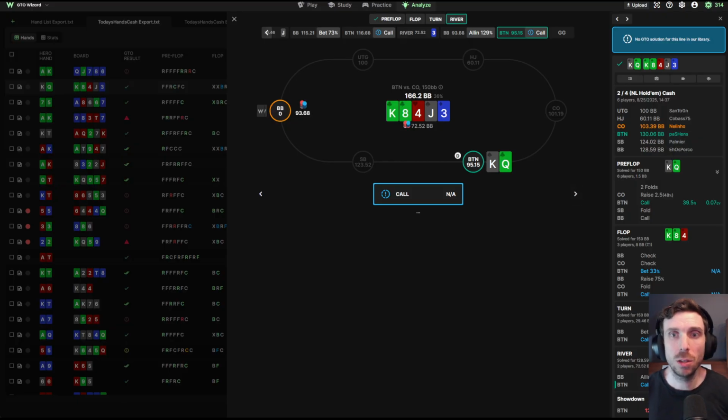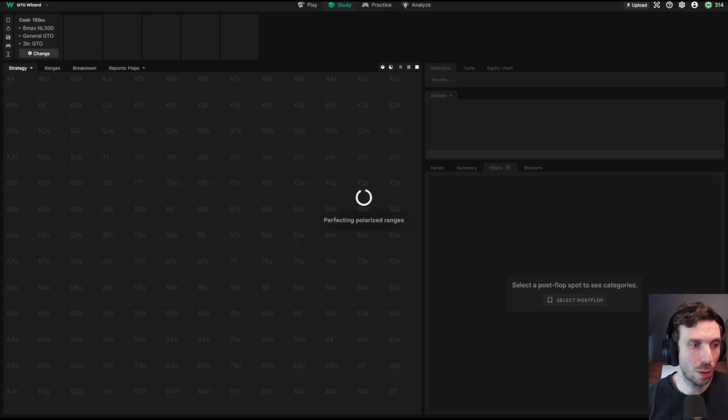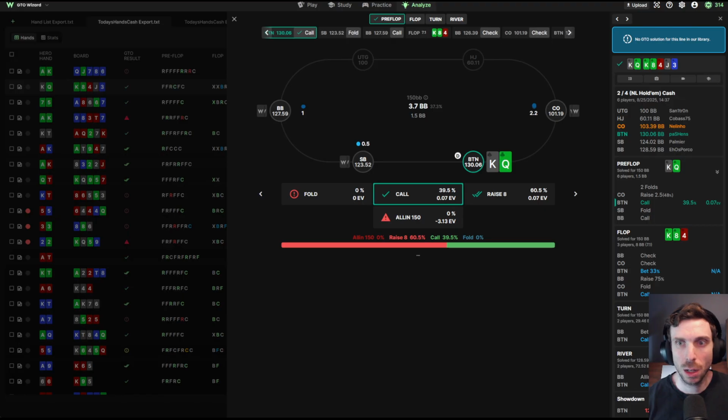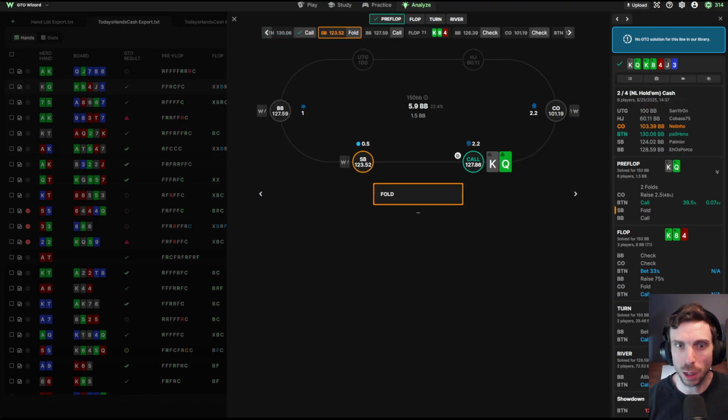Okay. So let's look at the multi-way scenario. And then we can kind of determine whether or not I made a mistake in this line. So here's the 150 big blinds. How deep was everybody? I can change this to make it more accurate when I solve. So 100 big blinds. Yeah.